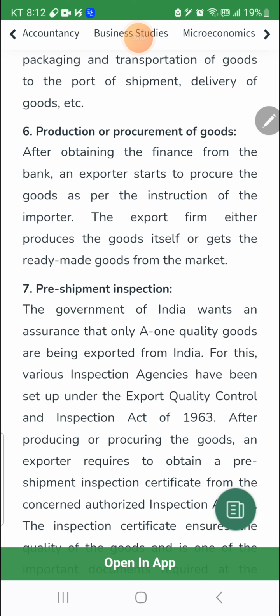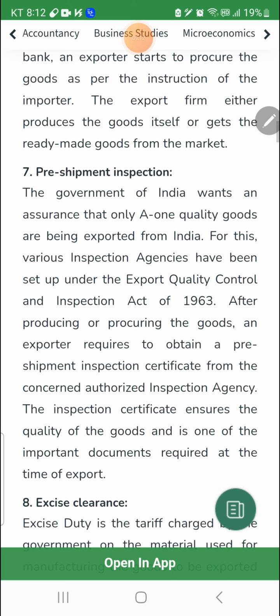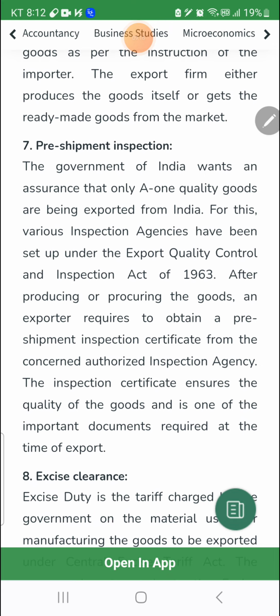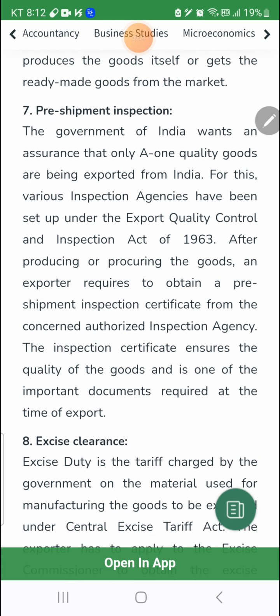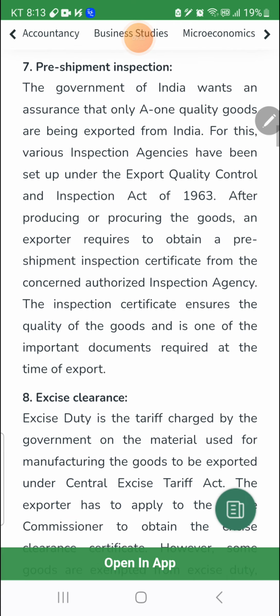Right, ready-made goods. 7. Pre-shipment inspection. The government of India wants an assurance that only A1 quality goods are being exported from India. For this, various inspection agencies have been set up under the Export Quality Control and Inspection Act of 1963.